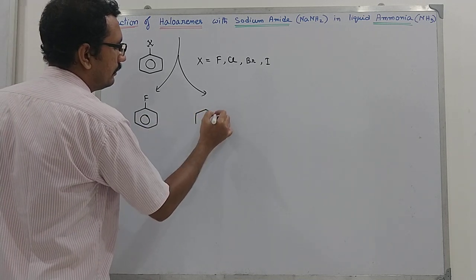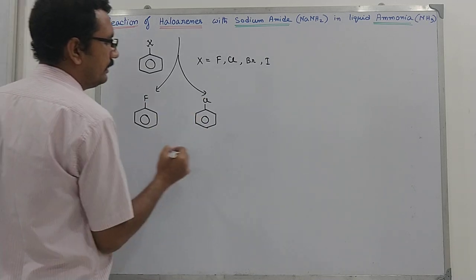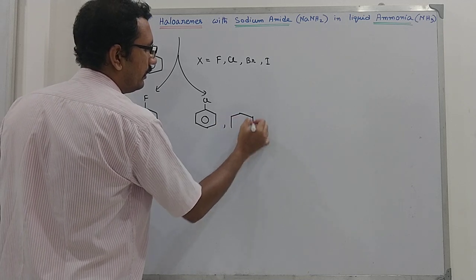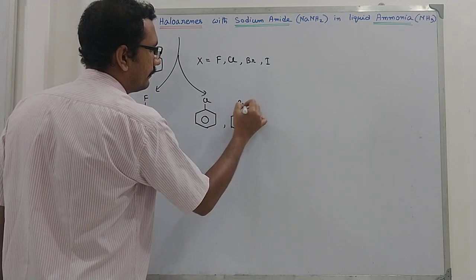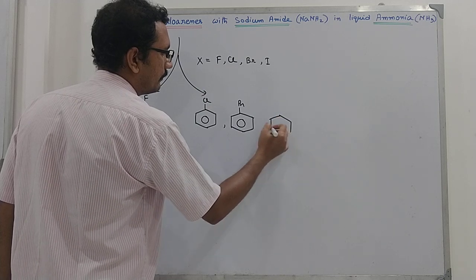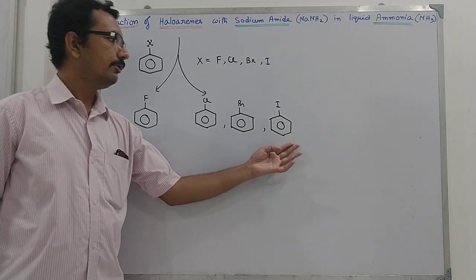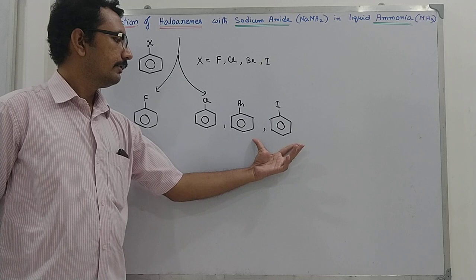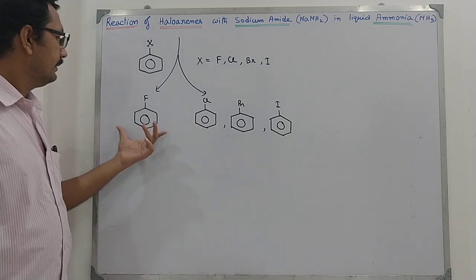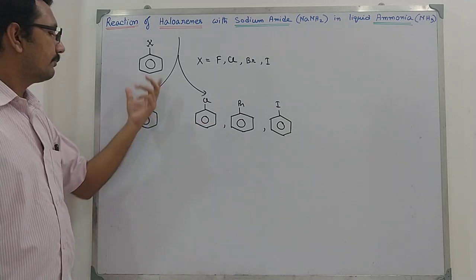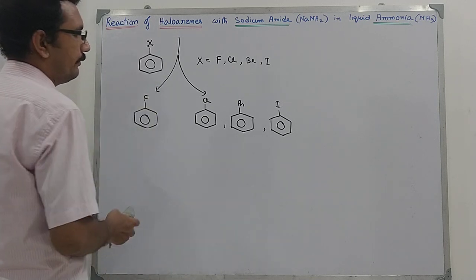and the other three halogens, which are large in size and less electronegative compared to fluorine, will fall into the second category. So this chloro, bromo and iodobenzene will give a similar kind of product, but that product will not be given by this fluorobenzene. So it forms a different class. So let us start with this fluorobenzene.